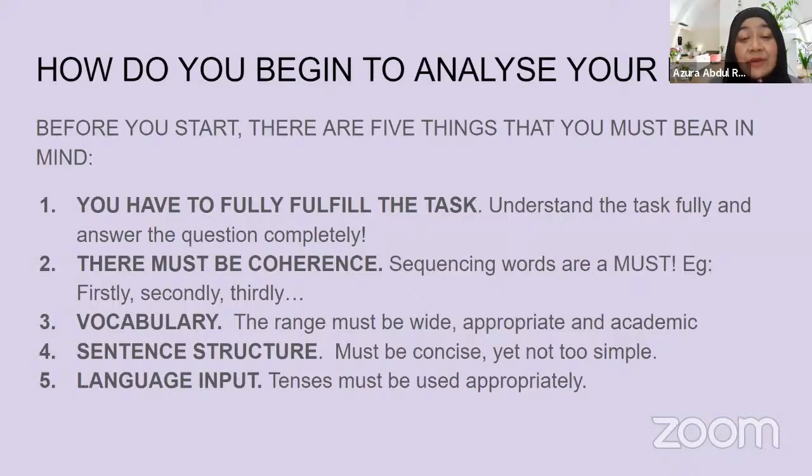You have to have good vocabulary. The range must be wide. You cannot use the same words over and over again. Try to have that wide range of vocabulary. And for your sentence structure, it has got to be concise, but not too simple. So you cannot write everything in just simple sentences. You have to be able to write in complex or different types of sentences so that everything sounds academic.